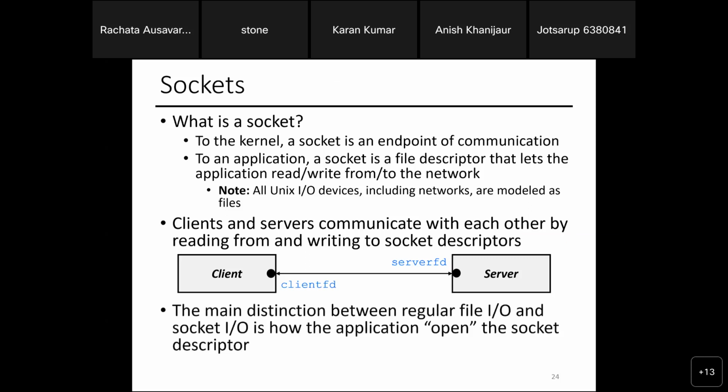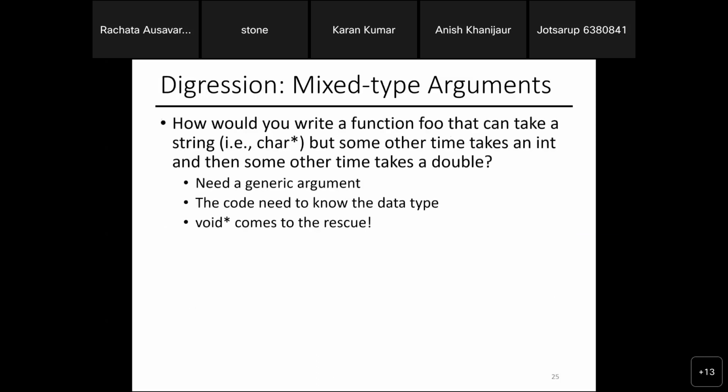The main distinction between regular file I/O and socket I/O is how the application opens the file descriptor. So here's a quick question, right? Let's say I want to write a function that can take a string as an input, but some other time it takes an int because I open a connection and send the data over. The data can be a number, a string, whatever, right? How do I do that in C? How do I have a generic argument in C?